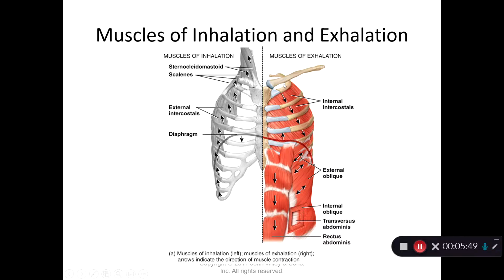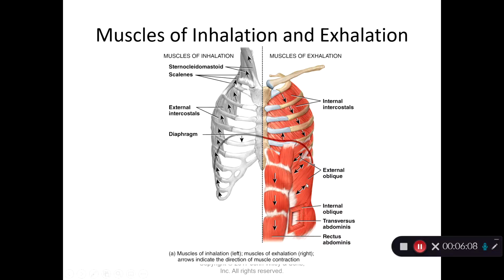When you're trying to force air out, your internal intercostals are now forcing air out of your lungs. They pull on those ribs in such a way that it's decreasing that volume. Those ribs encroach or invade that thoracic space and push air out.